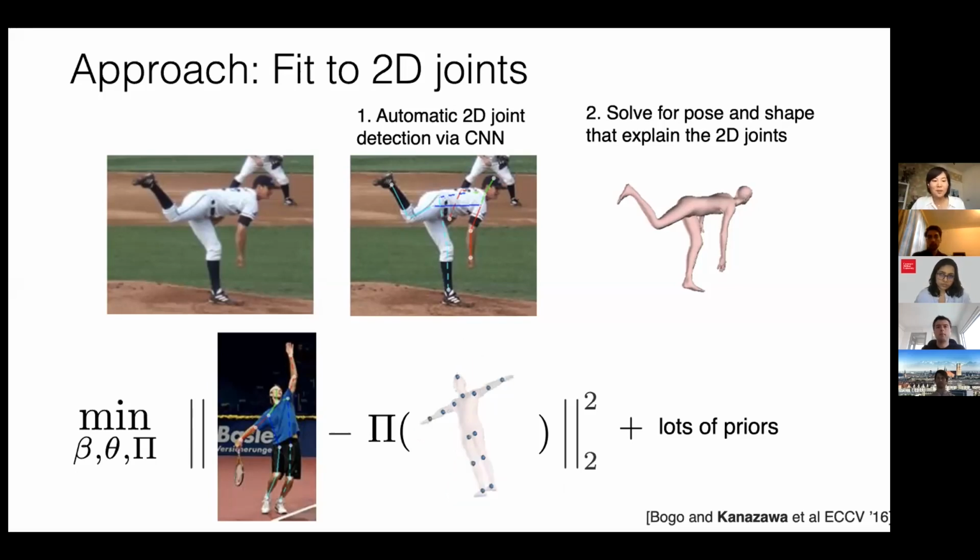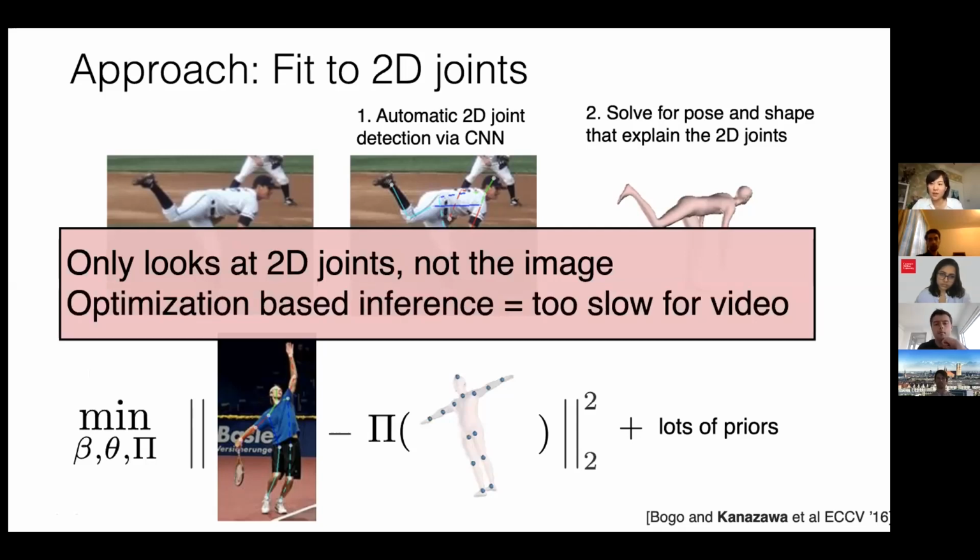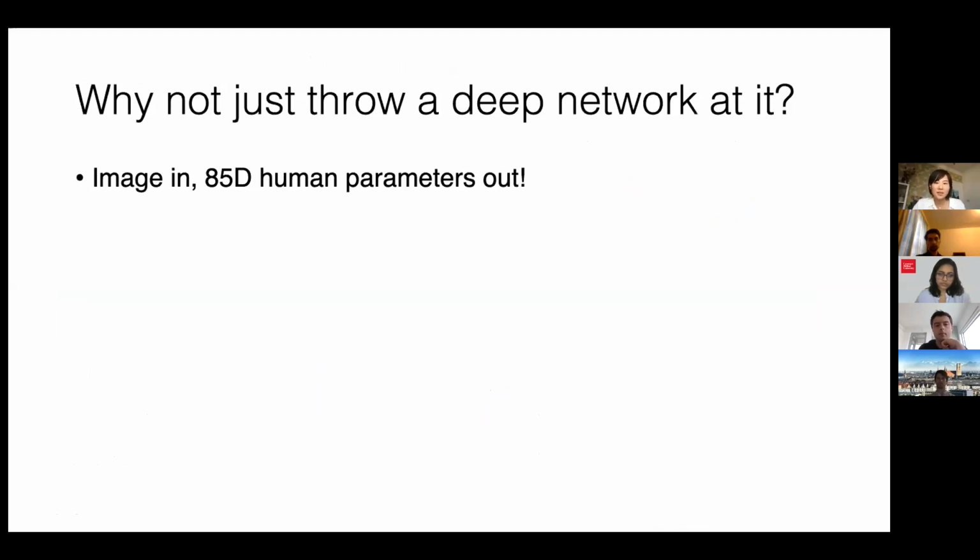But this is an optimization-based strategy. So what happens is that it's not really looking at the image, it's just looking at 2D joints, and it's also quite slow. So now the next question is, why can't we just throw a deep network at this?